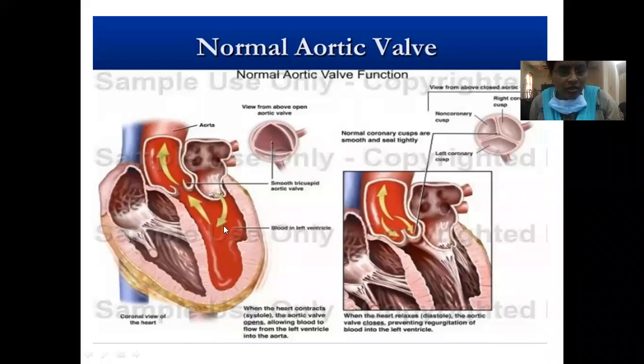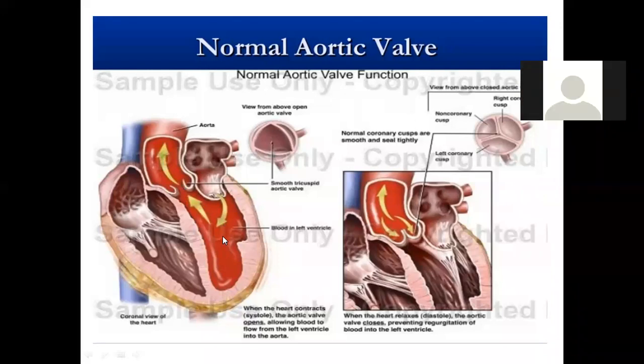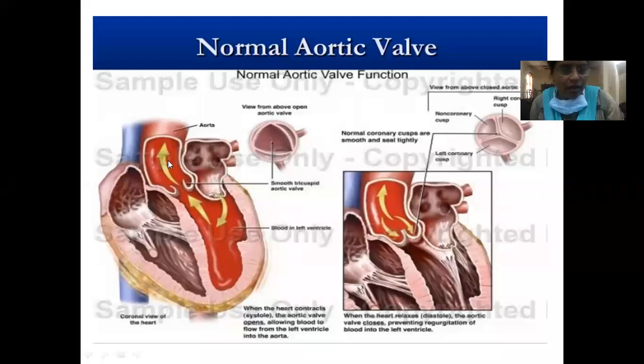During ventricular systole, the blood pumps from the ventricle into the aorta. During that phase, the aortic valve is open. From above, in the picture, it opens like this. And during ventricular diastole, you see the right side diagram. The aortic valve closes and it prevents the regurgitation of blood from the aorta into the left ventricle during the phase of ventricular diastole. If you look at the surface area, this is the closure picture.